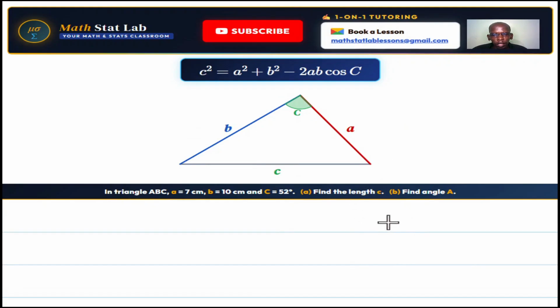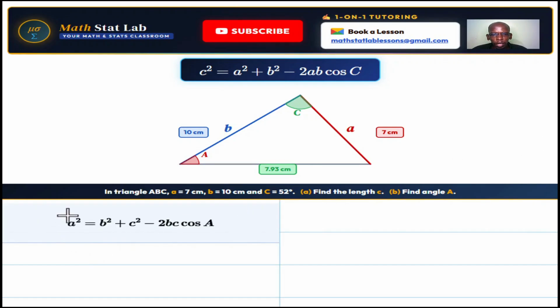So, to find angle A, don't forget we already have the three sides A, B, and C, and the angle A which we are supposed to find is the angle directly opposite to side A. So it is this angle here. Then it will mean the formula will change, and now it will become A squared.